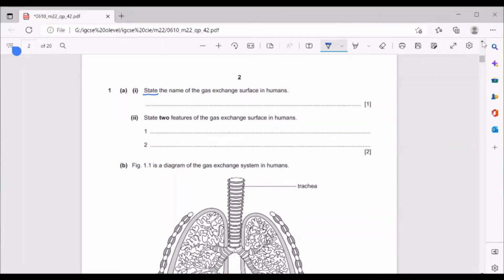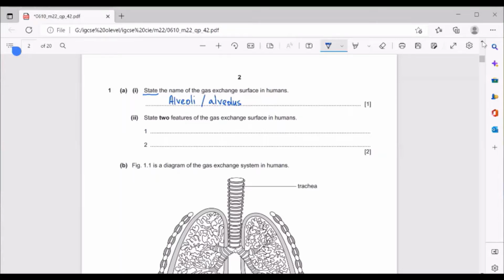So the name of the gas exchange surface in human is alveoli. So you can give your answer as alveoli or alveolus. But if you were to write your answer as lungs, then it is too general and will not be accepted.